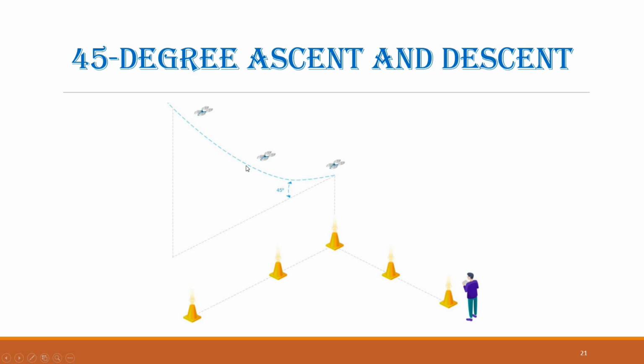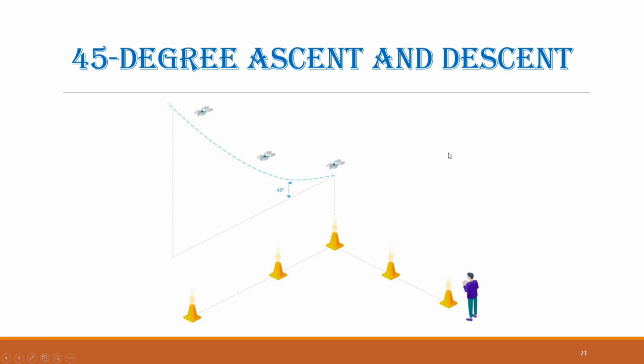Continue ascending until the drone reaches approximately 30 meters in altitude, then stop. Next, rotate the drone 180 degrees so that it faces away from you. After confirming your position, begin the descent by pushing the right control stick forward while gradually lowering the drone using the left stick. This should mirror the ascent path as closely as possible.